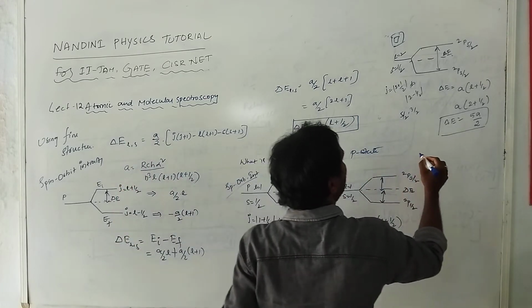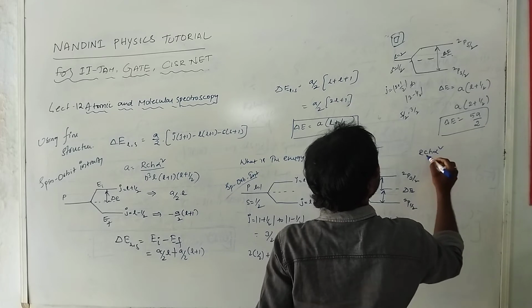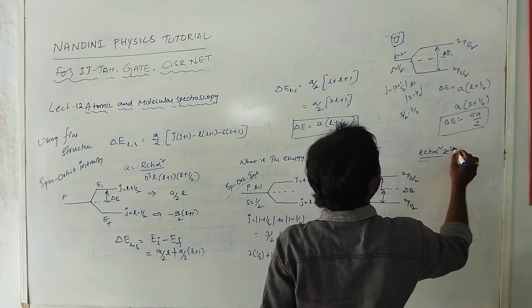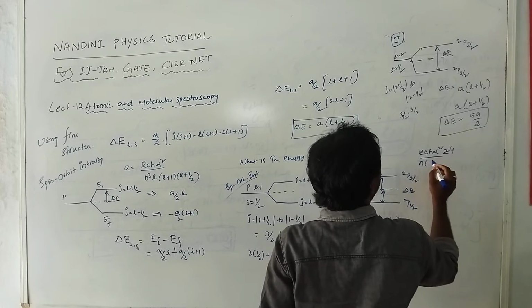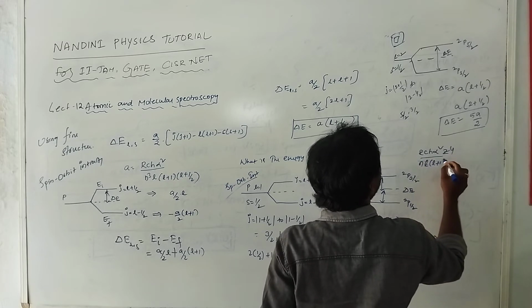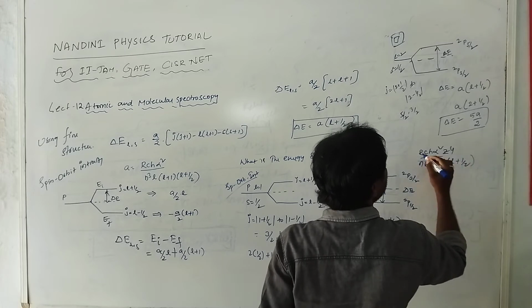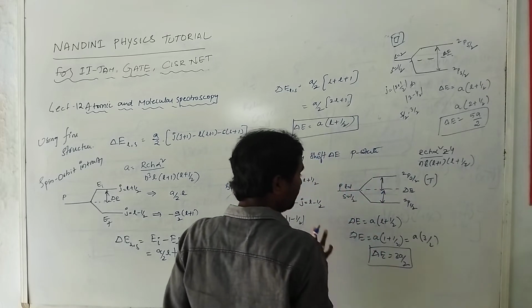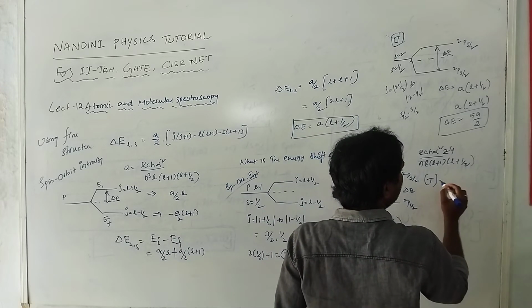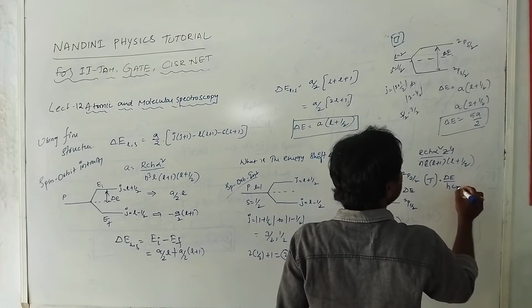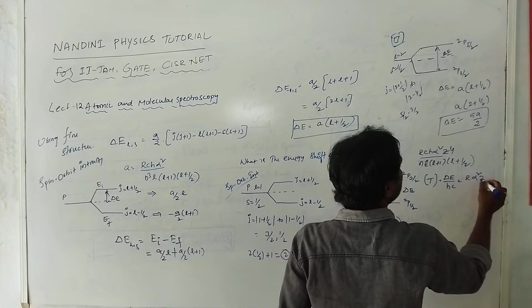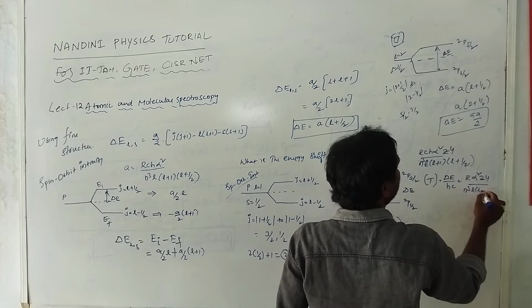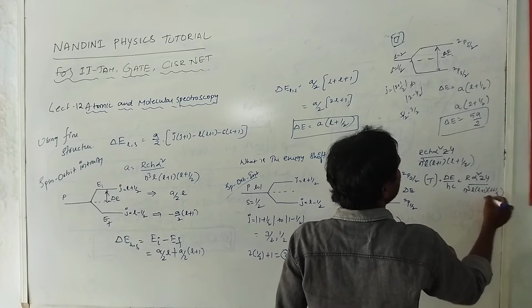A is nothing but R hc alpha square Z power 4 divided by N cube into L into L plus 1 into L plus half. So you will simply get this term value. If they are asking for the term value, for the shift term value, T is equal to delta E by hc is equal to R alpha square Z power 4 divided by N cube, L into L plus 1, L plus half. So they are asking like that.